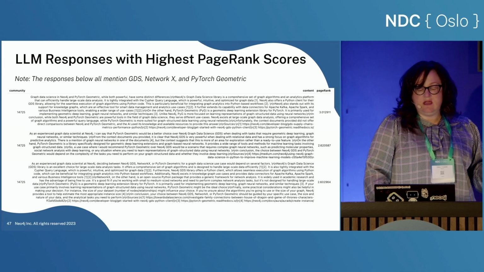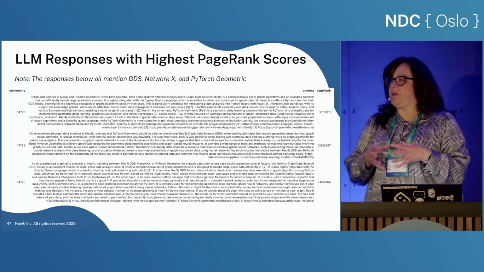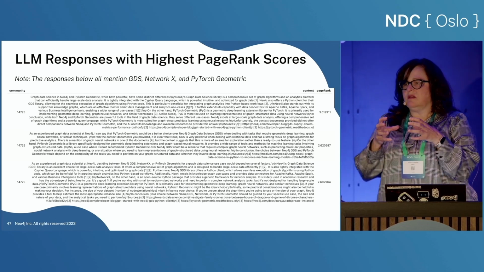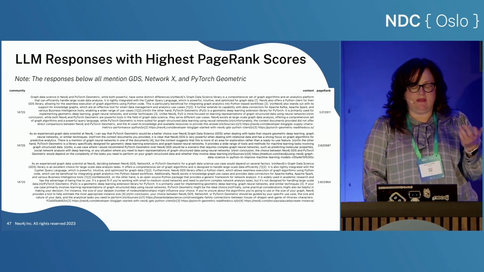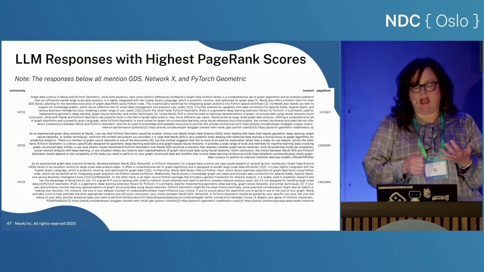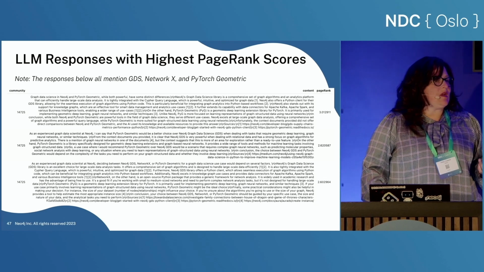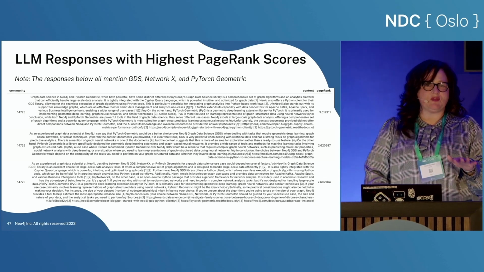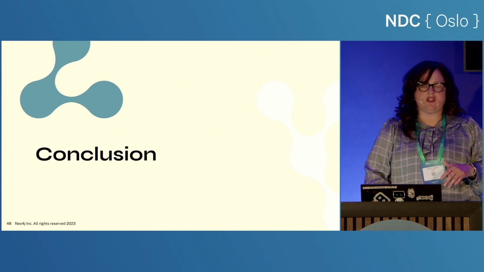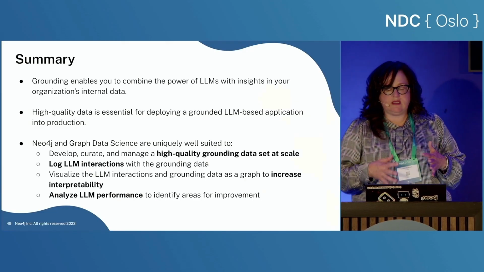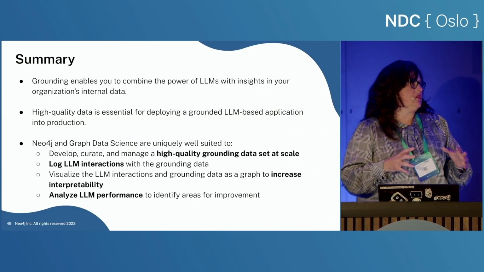We looked at the pages with the highest page rank score. Page rank score means how important is this and how relevant is this within that document. And these are on a couple of things. They happen to be GDS, NetworkX, which for any of the data scientists in the room was probably the first graph you ever used in Python, and PyTorch.